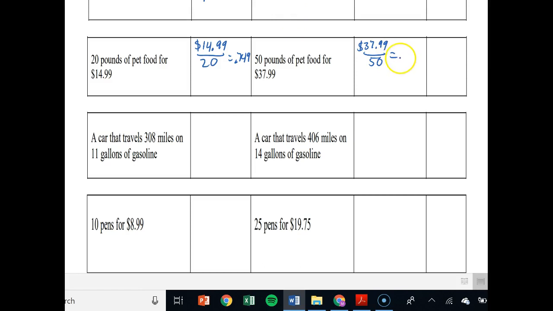That is 0.759, so almost 76 cents. So this one's about 0.75, and this one's about 0.76. So which one's the better buy? A is the better buy.